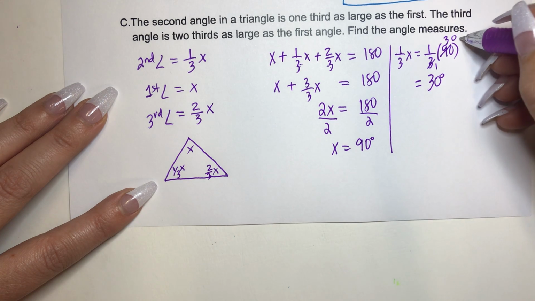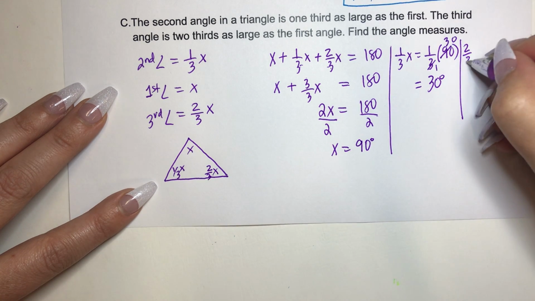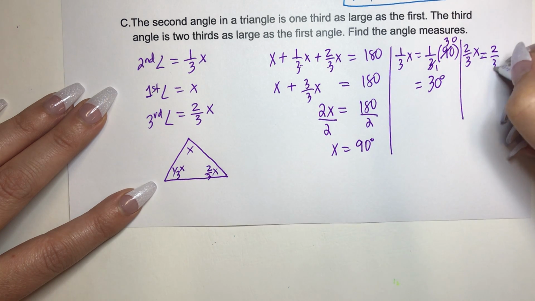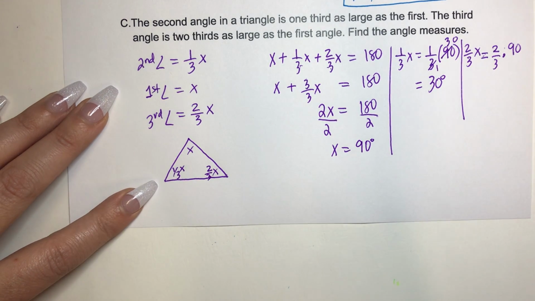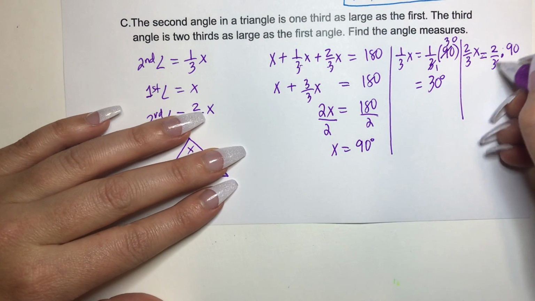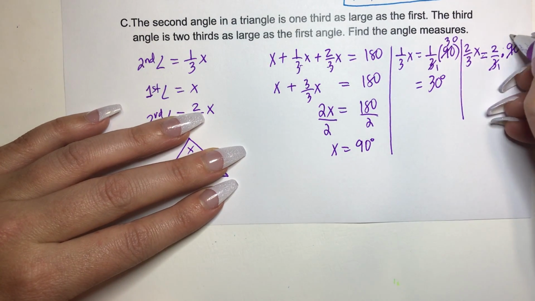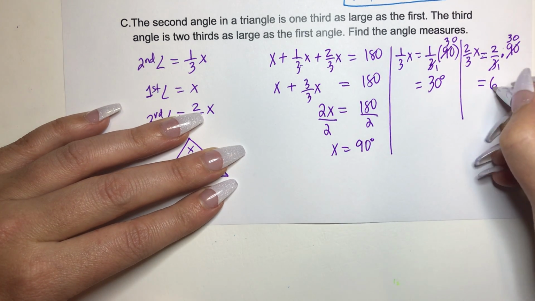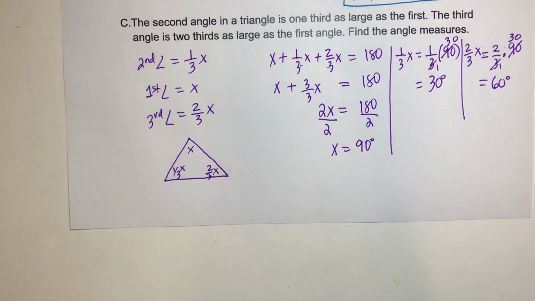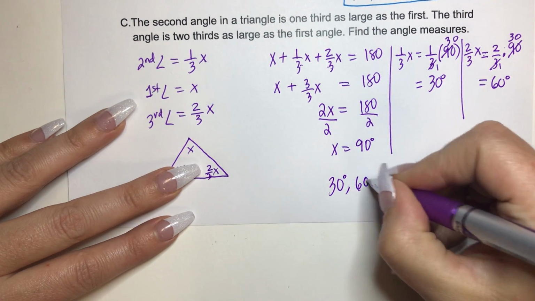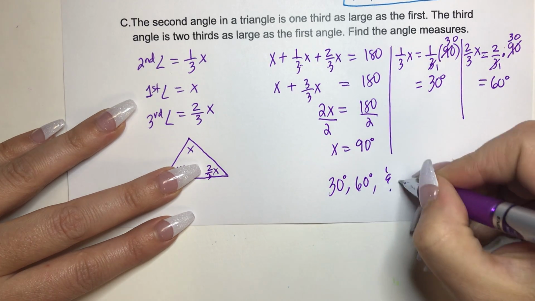And then what do we have? We have 2/3 x, which is going to be 2/3 times 90. And so basically we're going to cross cancel, right? 3 goes into 3 one time. 3 goes into 90 30 times, and then we multiply across. 30 times 2 is 60 degrees. So there we have our triangle. We have 30 degrees, 60 degrees, and 90 degrees.